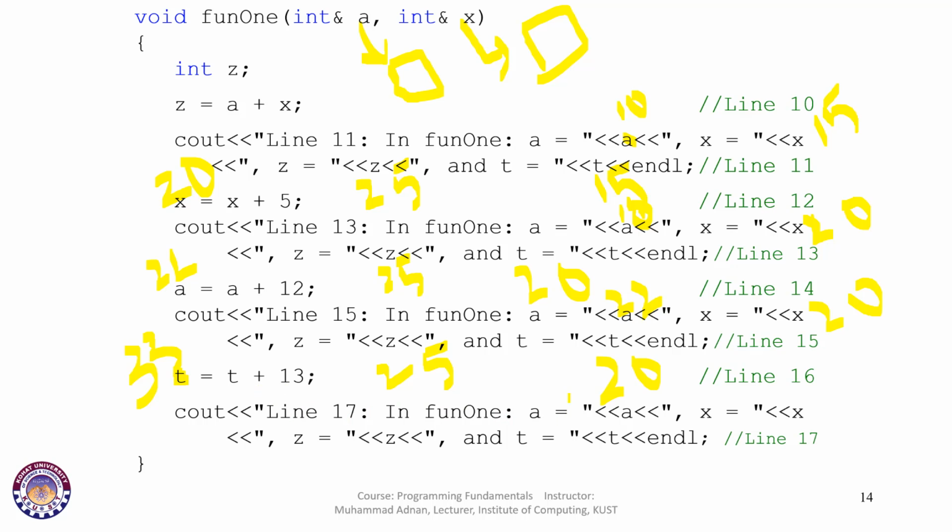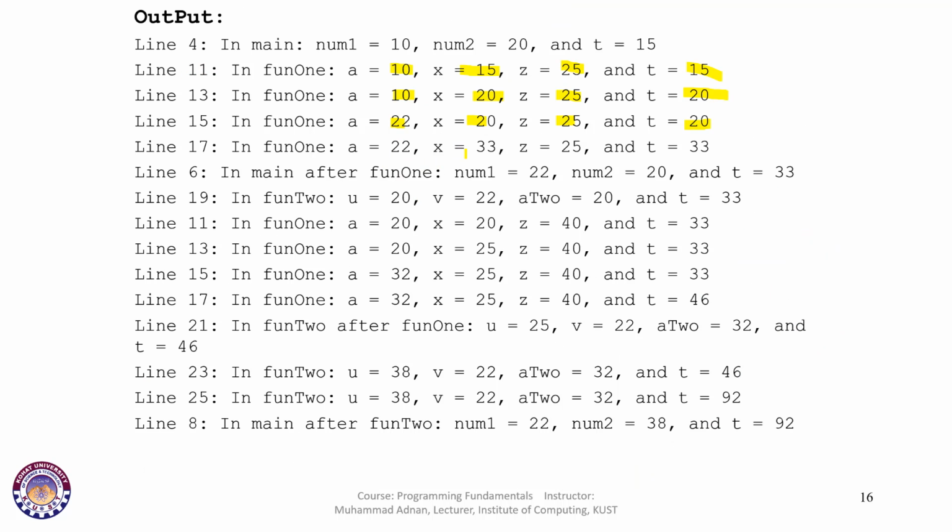So here we will get 22 and 33, because x is holding the address. T will also be 33. Z will be 25. And what is A? A will be 22. So 22, 33, 25 and 33. So that is excellent.